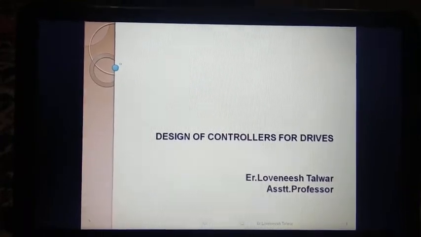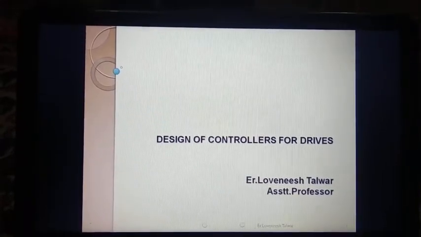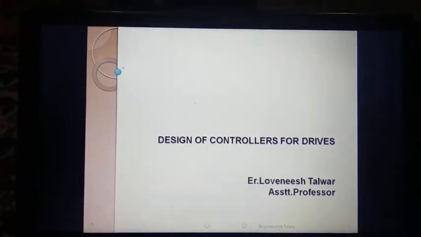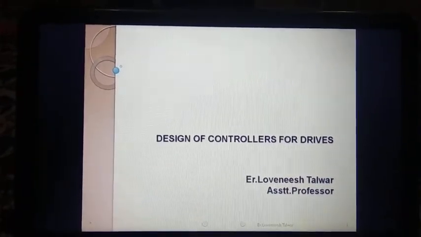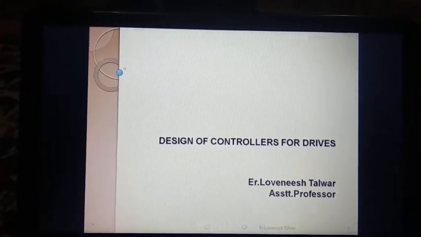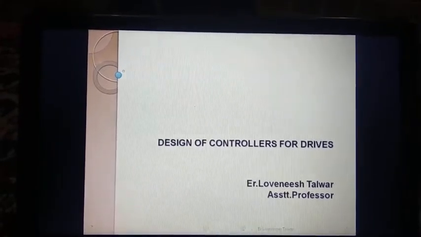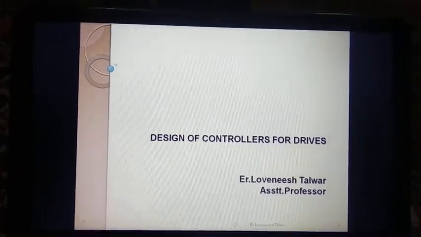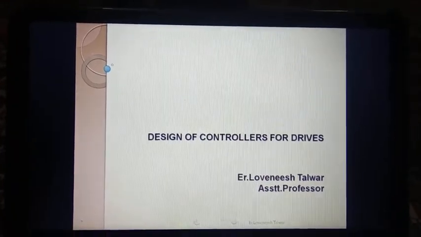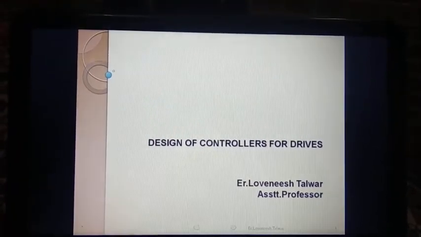Now, for the safe operation of this industrial drive, we generally require some controllers that can control this drive in terms of speed control, current control, and voltage control.